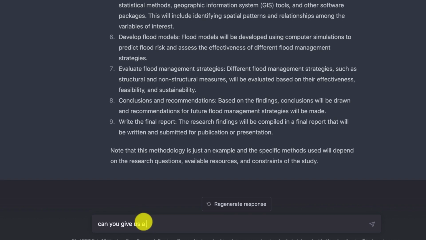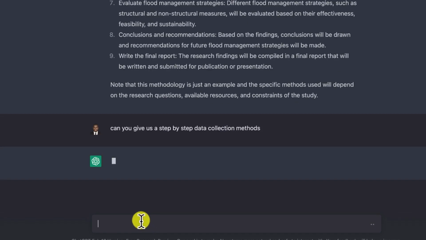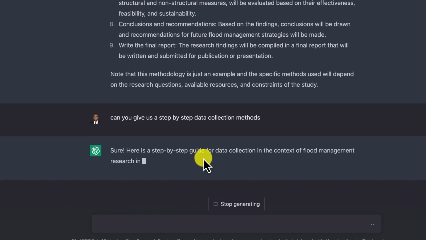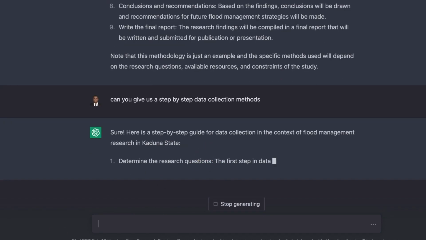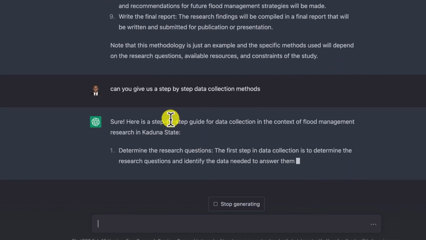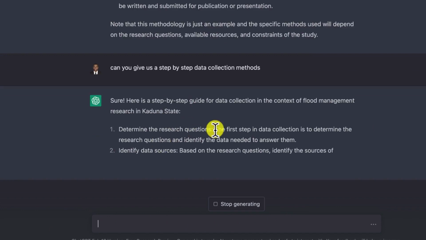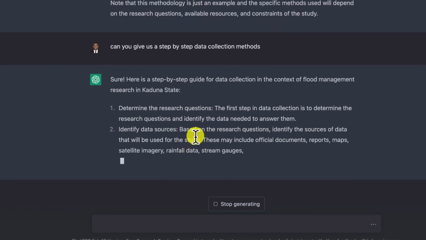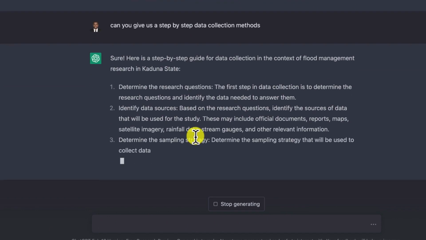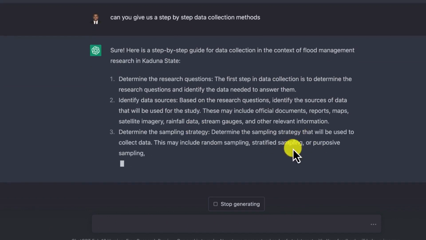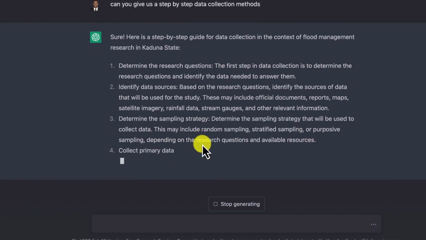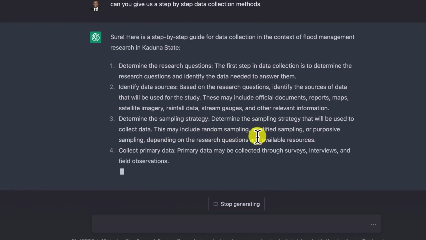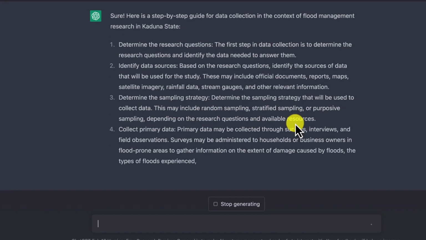Can you give us a step-by-step data collection method? Okay, so sure, here is a step-by-step guide for data collection in the context of flood management research in Kaduna State. So the aim and the research question, it has given us. Identify the data sources, it has given us, and then determine the sampling strategy that will be used to collect the data. This may include random sampling, stratified sampling, purposive sampling, depending.